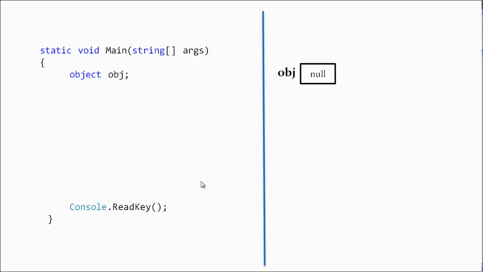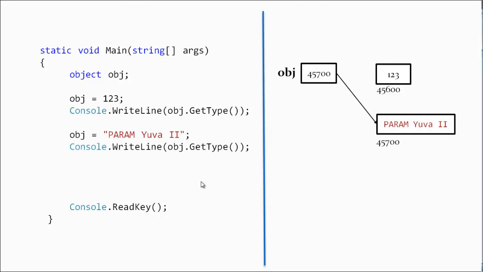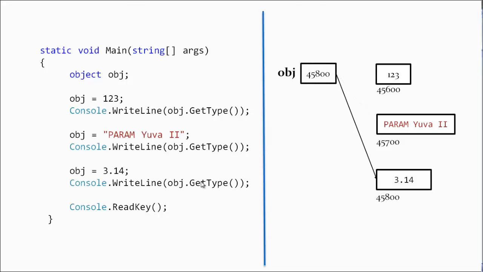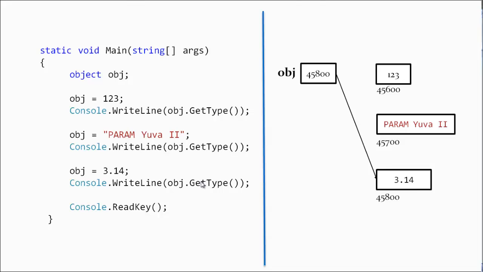Here obj is declared as an object. It contains null by default. Now let us assign an integer value to it. This integer will get converted into an object and will get stored on the heap, and the reference will get stored in obj on the stack. In the same way we can assign a string value to it, or it can also be assigned a float value. Every time it will create a new object on the heap with the assigned data type and will update the reference as shown.